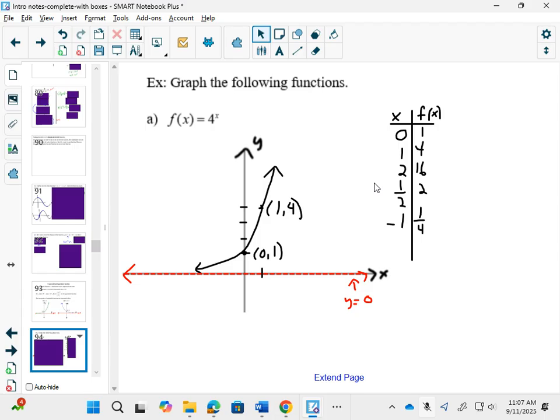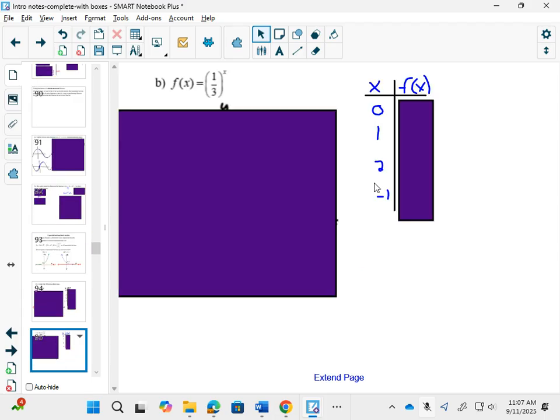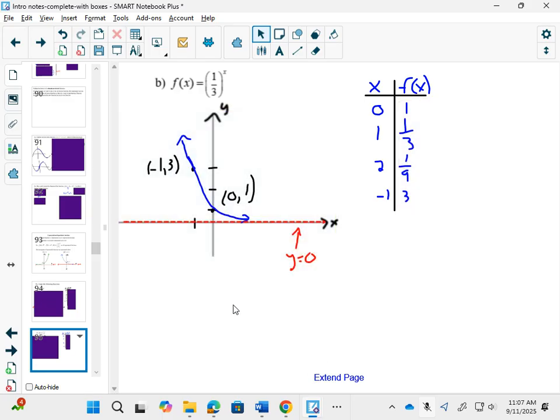Same thing with the next graph. You could do a table of values for 1/3. Is that too quick? Or is that okay? You can plug in -1. You might also have this point would be a really easy one to plug in. 1, 1/3. And then you could do all of your transformations with exponential graphs as well.